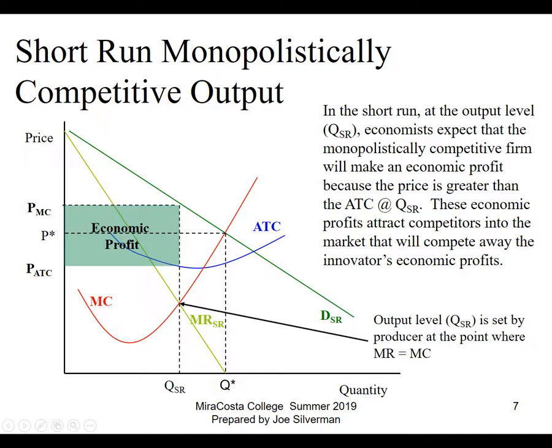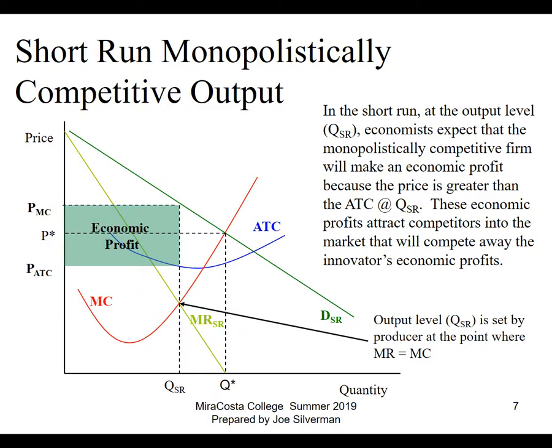So because they have a downward sloping demand curve, they have a separate downward sloping marginal revenue curve. And the monopolistically competitive firm is going to do just what the monopolist would do in a situation like that. To determine their output, they're going to look at where marginal revenue equals marginal cost. This is going to give us the short run level of output. And then we're going to go all the way up, like we did in monopoly, to the demand curve, and then over to the price axis. And this is the price that the monopolistically competitive firm will charge.